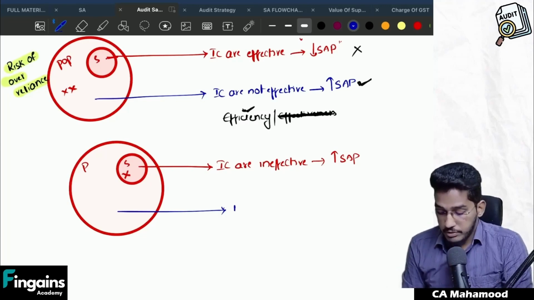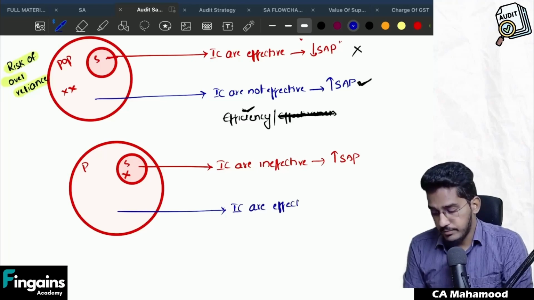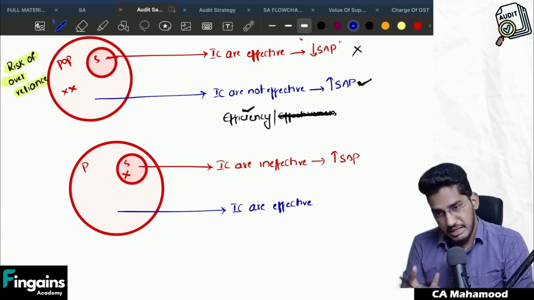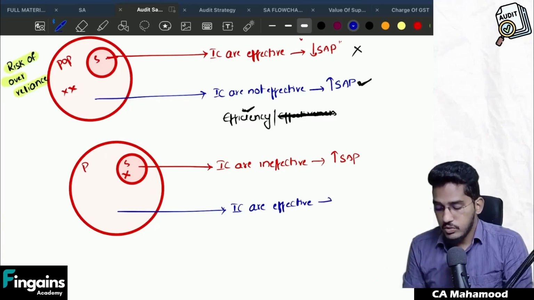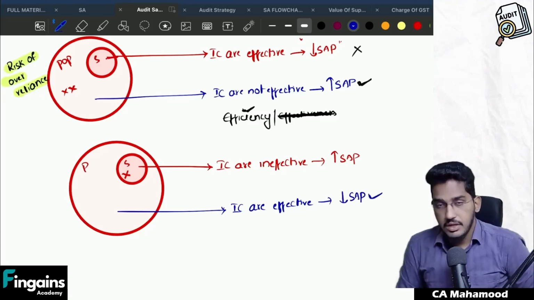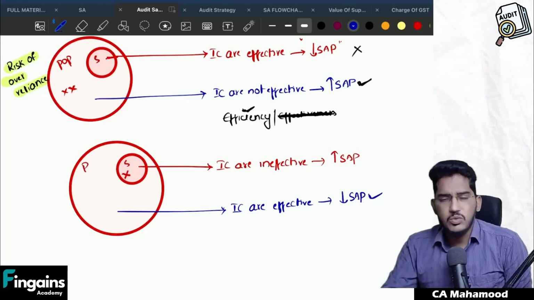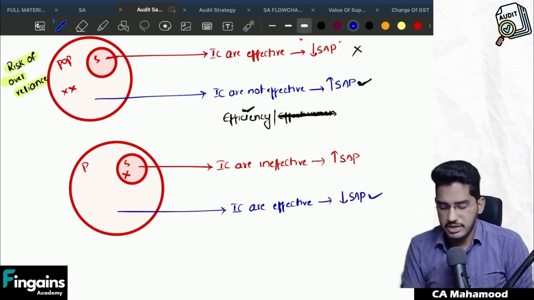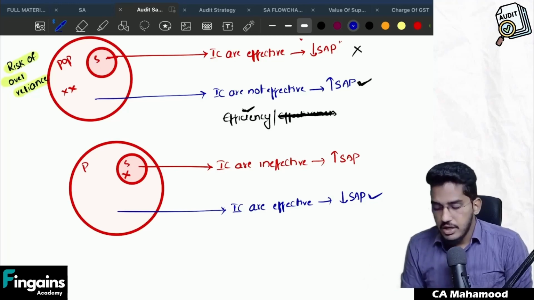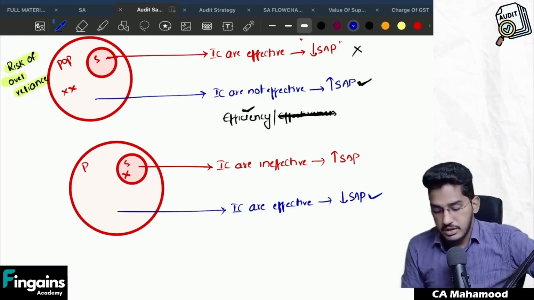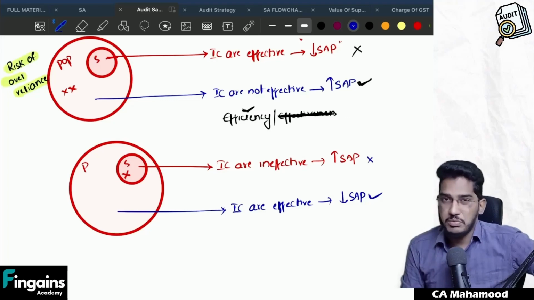If you would have performed audit procedures on the entire population, you would have concluded that internal controls are effective only. And you would have taken a decision to perform less substantive audit procedures. This is the appropriate decision. If you would have performed compliance procedures on the entire population, you would have concluded that whatever deviation is there, that is a very small deviation. Actually, controls are very much effective. You should have performed less substantive audit procedures. But on the basis of the sample, you are imagining that controls are not effective and performing more audit procedures, which is inappropriate.